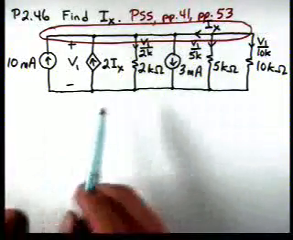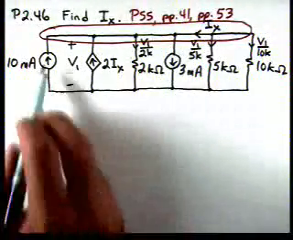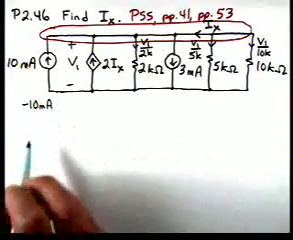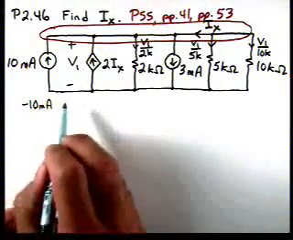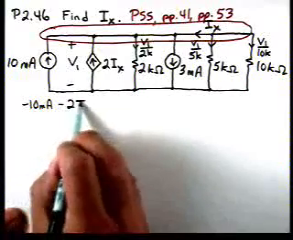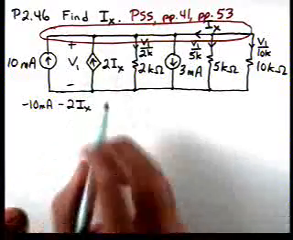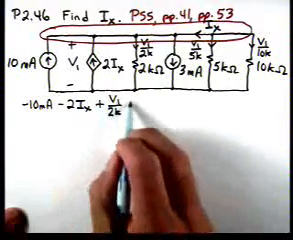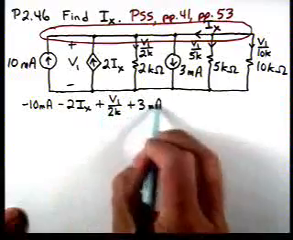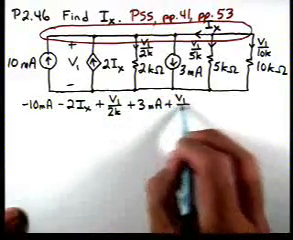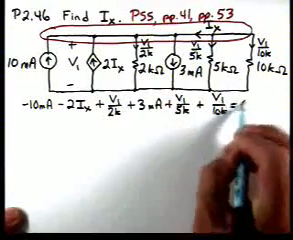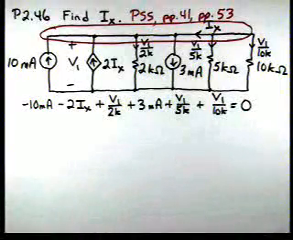So if we do that, we start here. This 10 milliamps is entering, so we'll have minus 10 milliamps. We'll have minus 2Ix, because that current is defined into the node. Then we'll have V1 over 2K plus 3 milliamps plus V1 over 5K plus V1 over 10K equal to 0. So there's KCL for that top node.